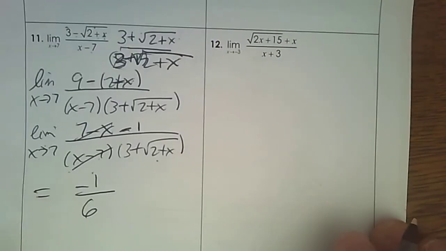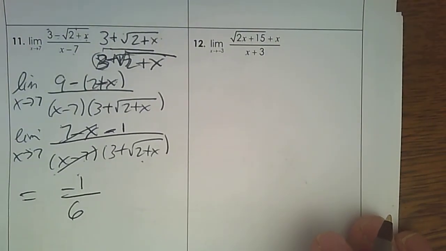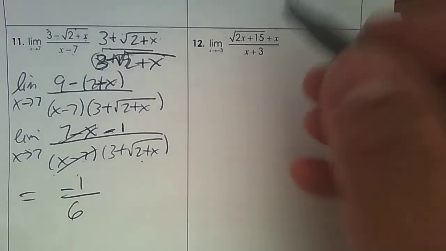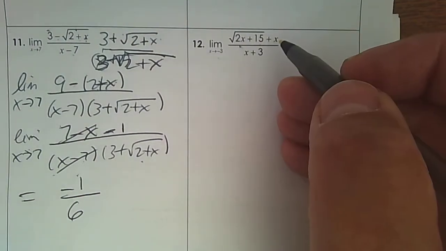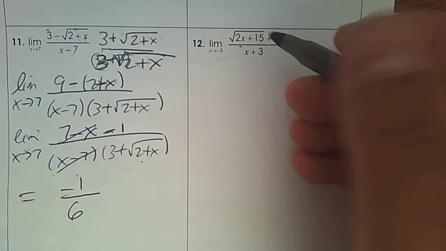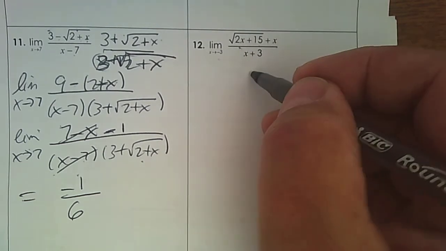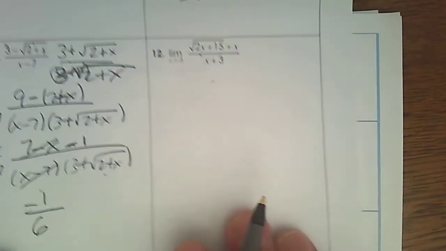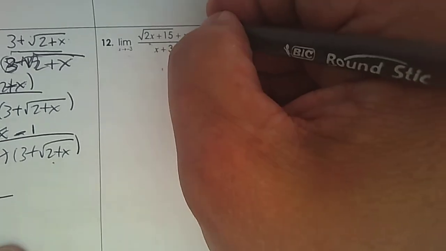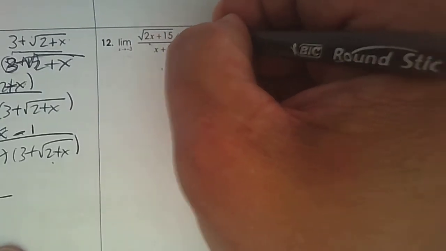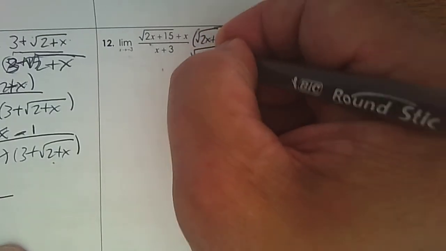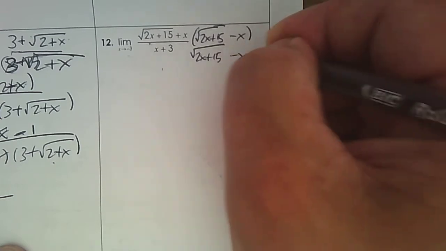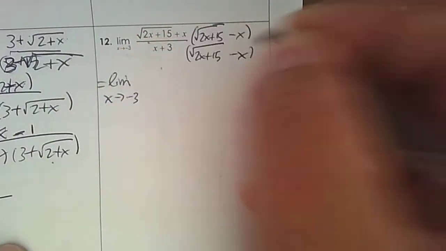All right, number 12. Last one for the lesson. So here we go. Step 1, plug in negative 3. So I want you to notice you get 15 take away 6 is 9, and the square root of 9 is 3. And then 3 take away 3 is 0. And the bottom is 0. This is indeterminate. So we're going to do the conjugate to simplify this. So that is the square root of 2x plus 15, subtract x, top and bottom. So the limit notation, the limit as x approaches negative 3.